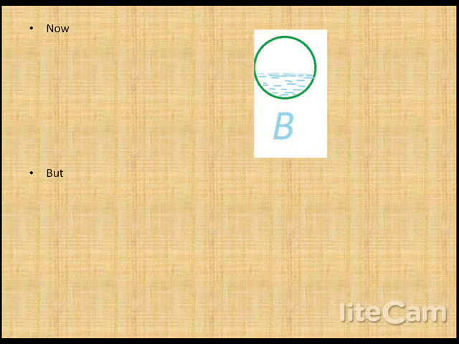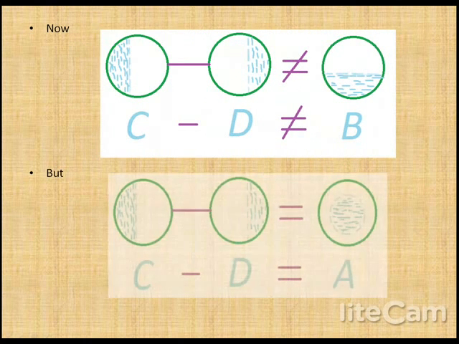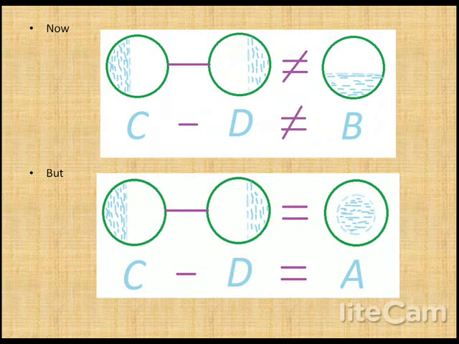Now, when sphere C and sphere D both are attached with one axis and are rotating, at that time C minus D is not equal to B. It means when C and D are attached with one axis and are rotating, they will not fall down, but C minus D is equal to A.